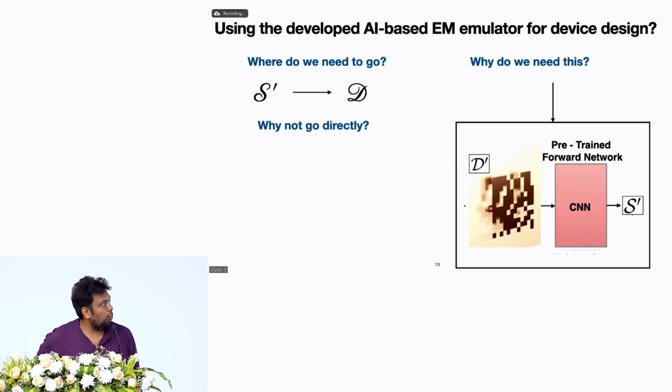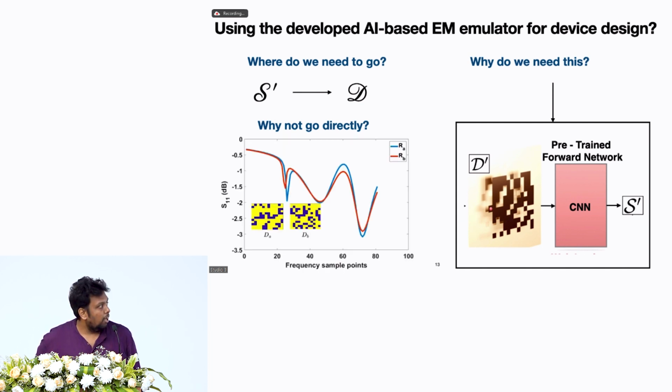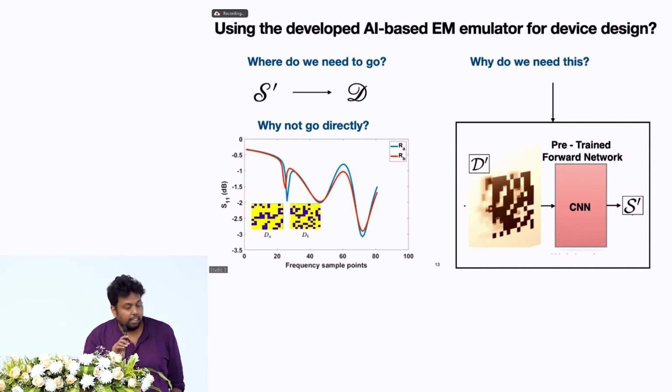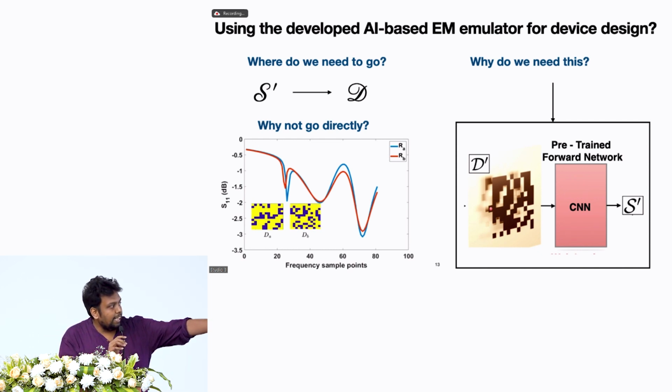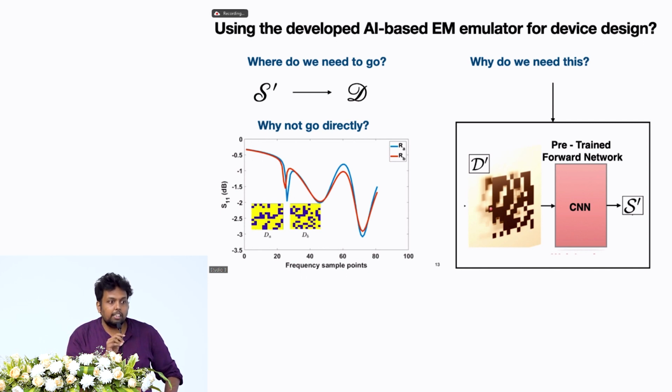So where do we need to go? We need to go from spectrum to device. We could have gone directly also, but then why do we need this? Why invert the network? The answer is in this graph. Data inconsistency, as we say. For two different designs, DA and DB, we have almost the same spectrum, which means the training is never going to converge. So that's why we have to invert the neural network. This is the basic motivation for inverting the neural network.